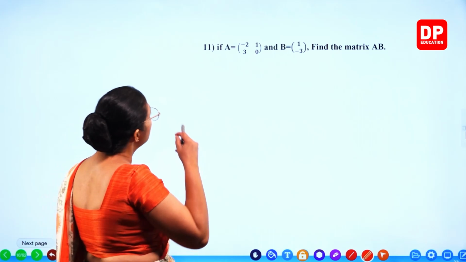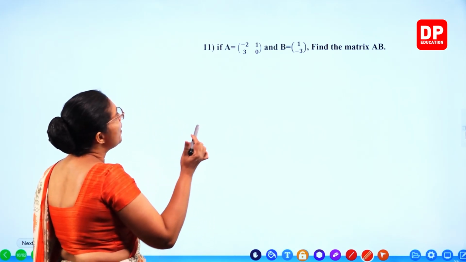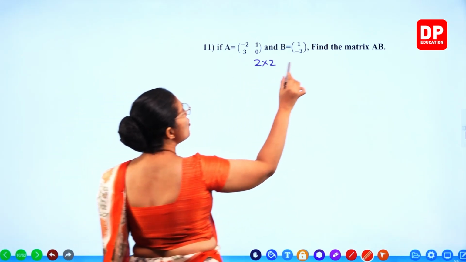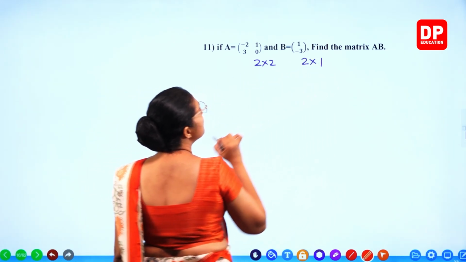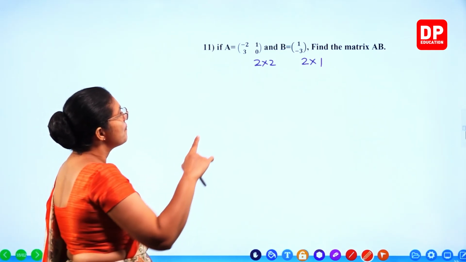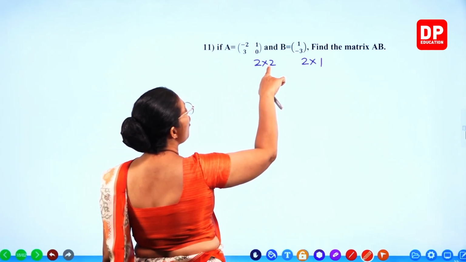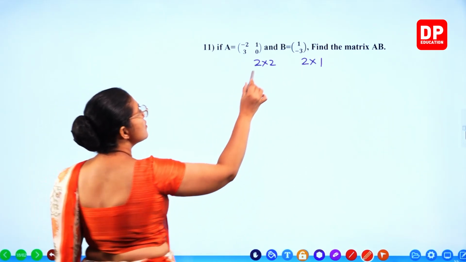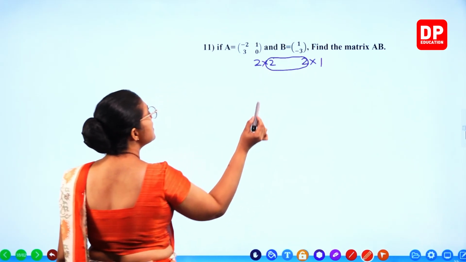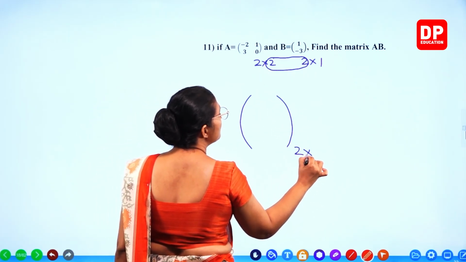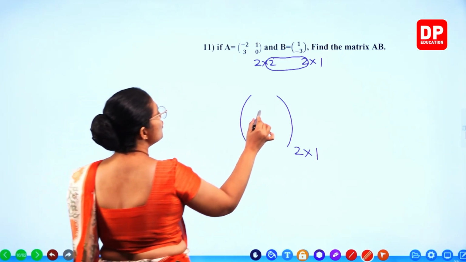Question number 11. Matrix A is a 2 by 2 matrix. Matrix B is 2 rows and 1 column, 2 by 1. Find the matrix AB. Can we multiply? What's the condition? The number of columns in the first one should be equal to the number of rows in the second one. So it's okay. So that means the resulting matrix is 2 rows and 1 column. So you get two values.